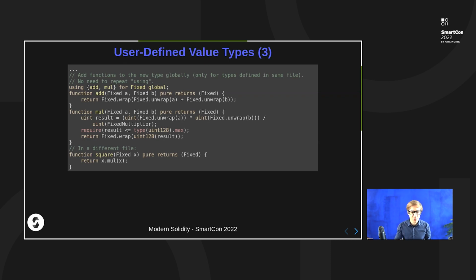Yeah, I won't go through this code in detail. There's an example where you have, in a different file, the function square, and it can just use x.mul(x) without actually importing this mul function from anywhere. And this is nice, but of course, x.mul(x) looks horrible.